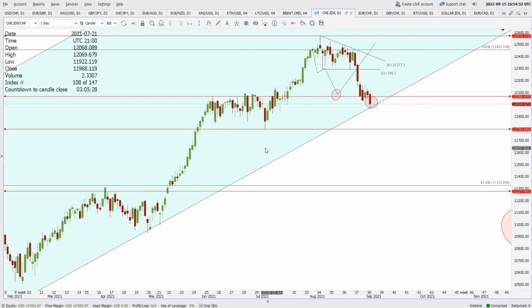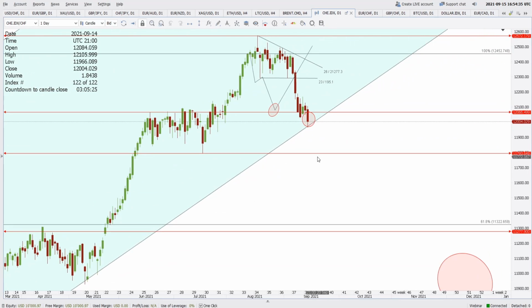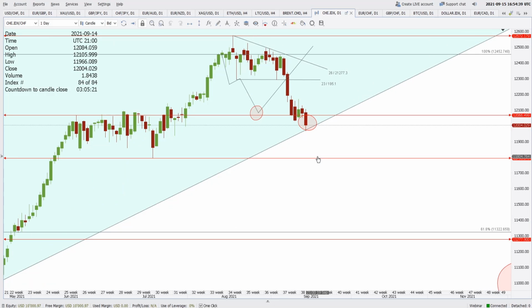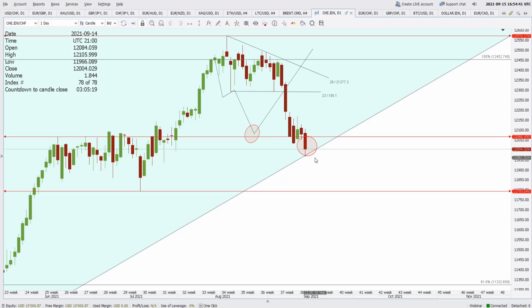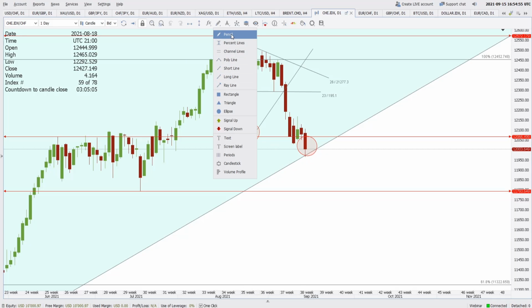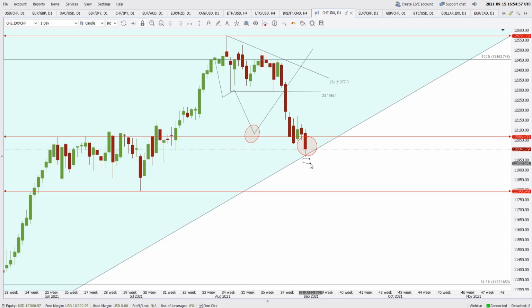All right, after Brent we have the Swiss index to talk about. Now the Swiss index is at a very crucial juncture. You remember that yesterday I was talking about this zone. This is a zone of supply, sorry, this is a zone of demand. If you open a buy position here, you have a very small risk. You have a very small stop loss here, and you have the first take profit target at this one.